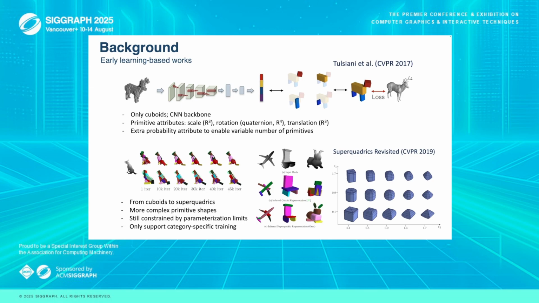Next is superquadrics revisited from CVPR 2019, which introduced superquadrics, overcoming cuboid limitations. As shown in the bottom right, superquadrics can achieve a series of 3D shapes through their parameters, handling objects like airplanes that cuboids cannot represent adequately. However, the parametric expressive capability is still constrained by mathematical forms and doesn't support arbitrary types of primitives, which limits extensibility. Moreover, it only supports category-specific training like chair or car models without cross-category generalization and generates limited primitive numbers.